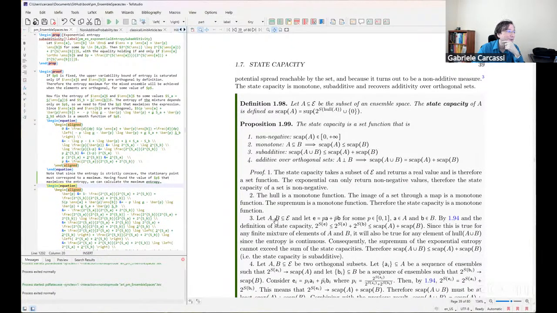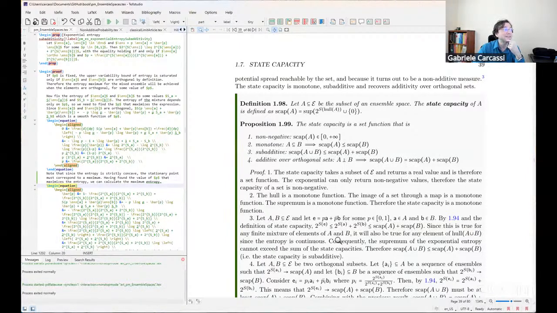this is not very difficult to prove. So you have A and B that are subsets of E, and you take a convex combination of A and B for some p. A is in A and B is in B. And by what we proved before, and the definition of state capacity, we have that the exponential of the entropy of the convex combination can only be at most the sum, and then these two are going to be bounded by the state capacity. So this we get from the previous theorem, and this just by the definition of the state capacity, because this has to be less than this, and this has to be less or equal to this.